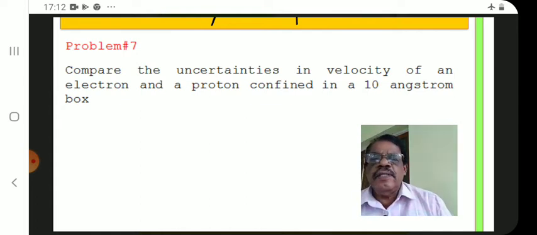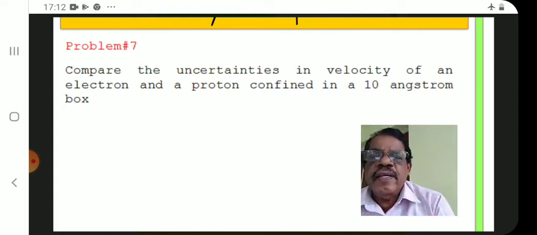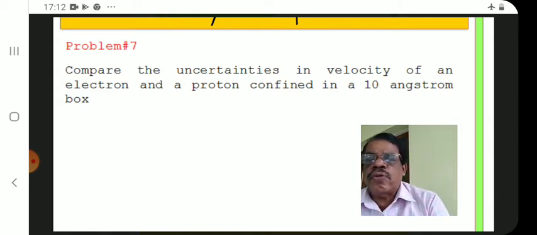Compare the uncertainties in velocity of an electron and a proton confined in a 10 angstrom box.